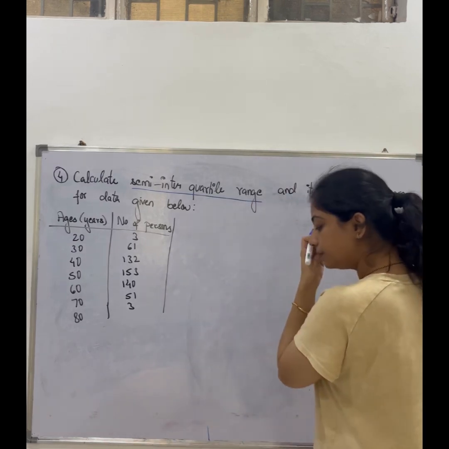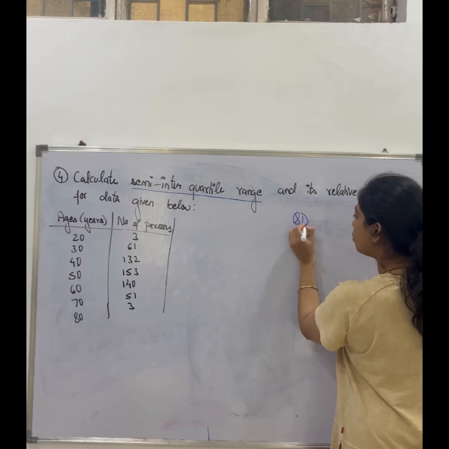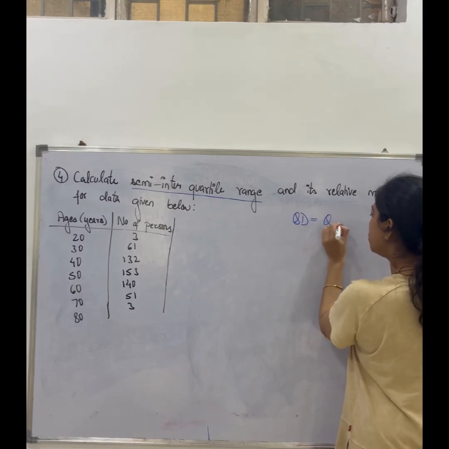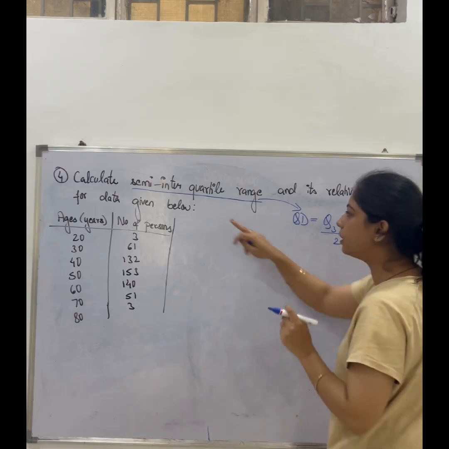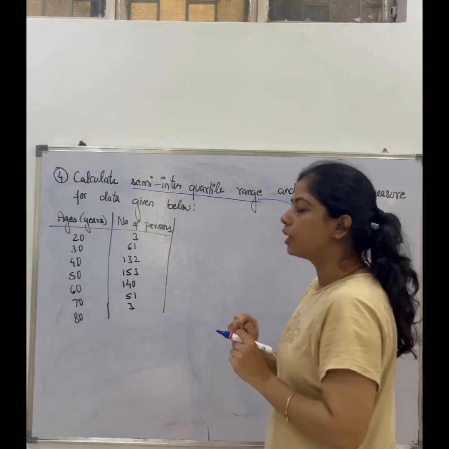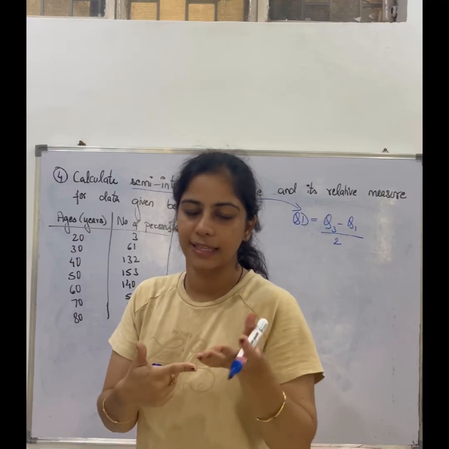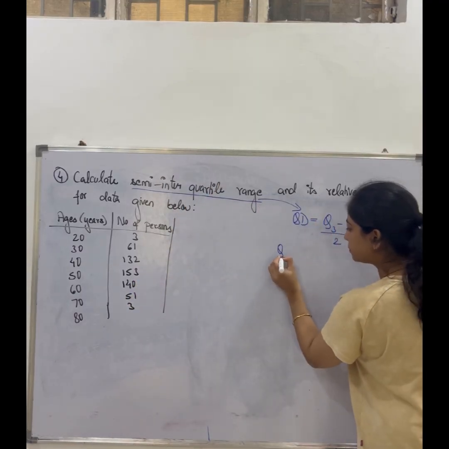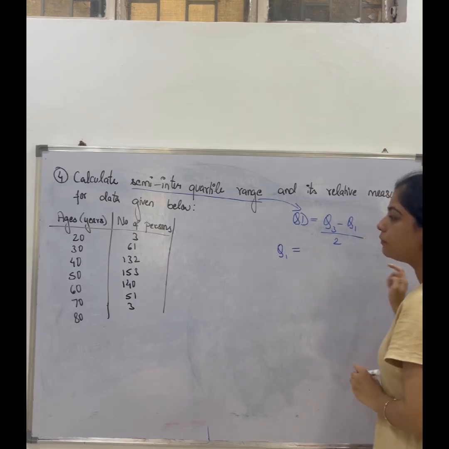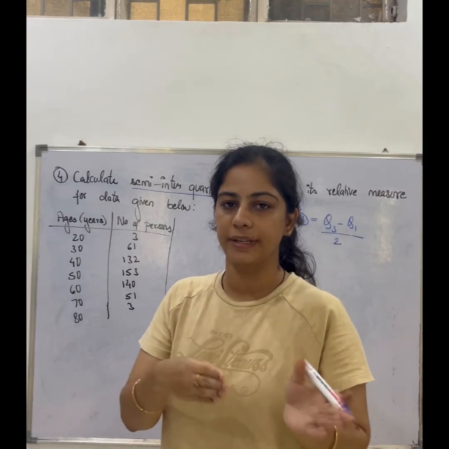Okay, so we will be writing down the formula. Quartile deviation is equal to Q3 minus Q1 by 2. This is nothing but your semi-interquartile range. Now for that, first we have to find out Q1, then we have to find out Q3, and then substitute back into the formula. So Q1. Now first we need to understand which data is given to us in order to calculate our Q1 and Q3.